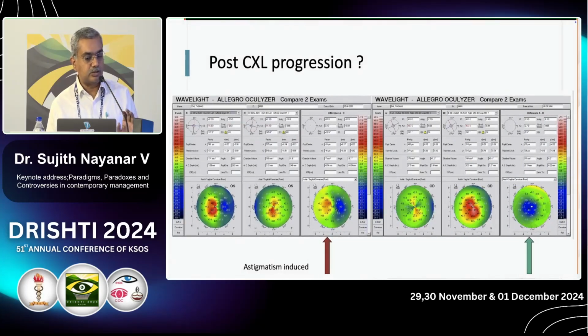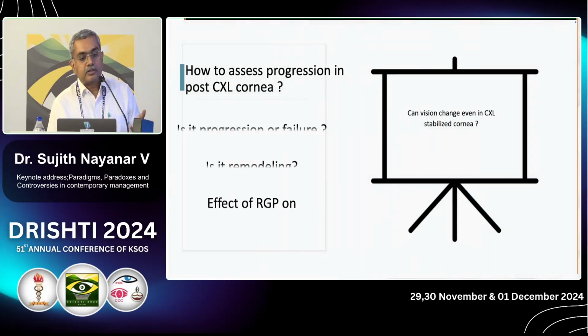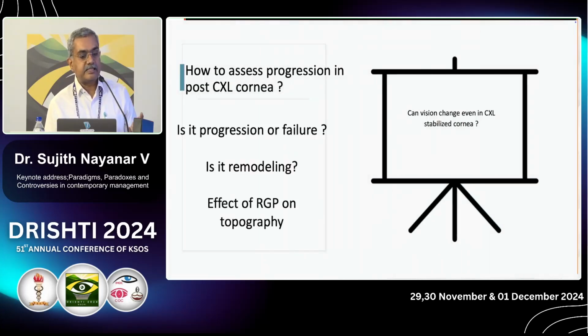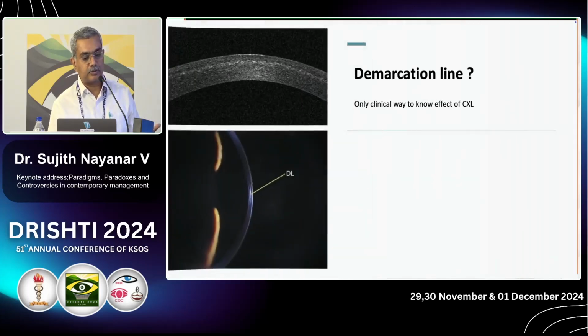Is this a post CXL progression? One eye, good flattening, happy patient. Other eye is actually worsening in the astigmatism after keratoconus. So I have done the C3R, I have induced more astigmatism into the patient. What good did I do to that patient? So how can I assess progression in a post CXL cornea? I cannot actually do it. It is probably remodeling of the corneal filaments, or it may be the effect of the RGP on the topography, or it can be actual failure of the procedure or the progression.